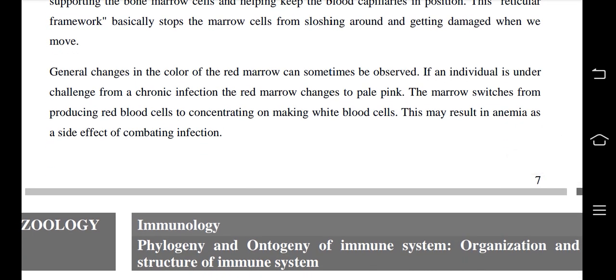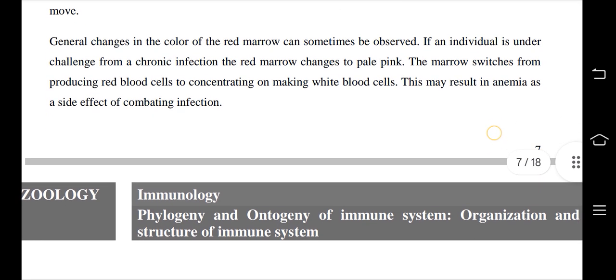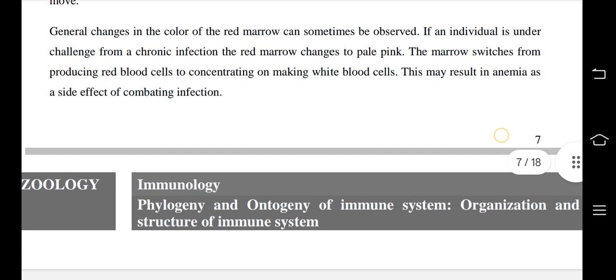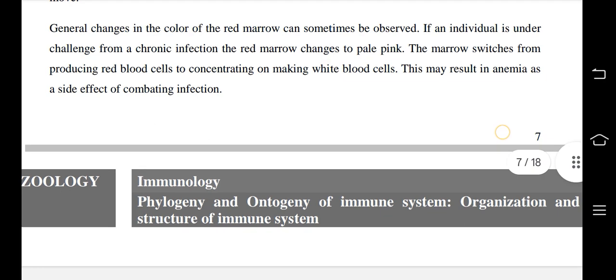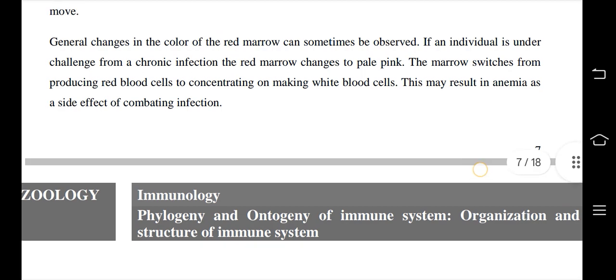General changes in the color of the red marrow can sometimes be observed if an individual is under a chronic challenge. The red marrow changes to pale pink. The marrow switches from producing red blood cells to concentrating on making white blood cells. This may result in anemia as a side effect of hepatic infection.